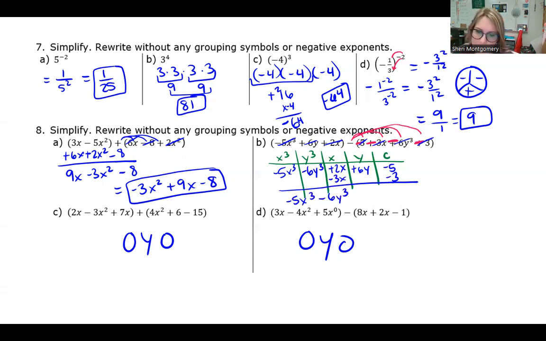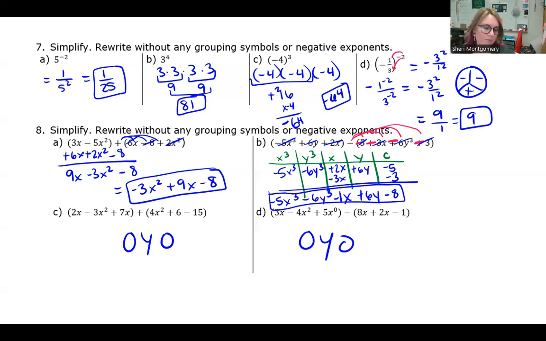I do need to put the 2 and the 3 together. So if I have 2 and I take 3 away, how many do I have? Negative 1. I have minus 5 or negative 5, and I'm getting 3 more negative. So now I'm already in standard form.